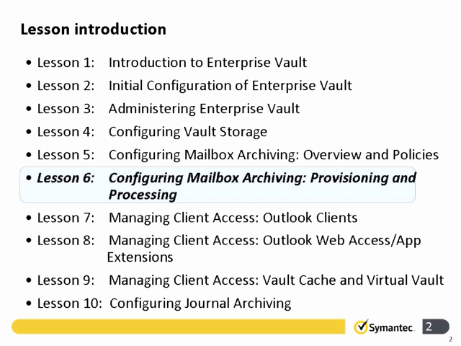In Lesson 5, we went through an overview of the mailbox archiving process, and we started looking at the policies, specifically mailbox and desktop, for setting up mailbox archiving. This is a continuation. We introduced in Lesson 5 the concept of provisioning and provisioning groups. So we're going to talk about how those work, as well as the processes that occur when you're archiving from an Exchange mailbox.